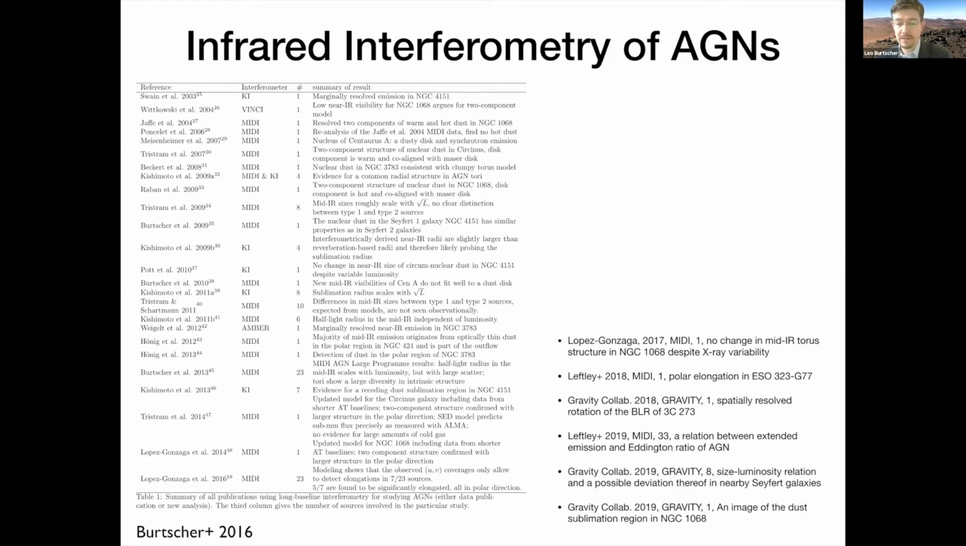And then GRAVITY came online, the near-infrared interferometer that uses all 4 telescopes, that has very high sensitivity because it can use one source to fringe track and another source to actually take the observations, or it's just generally very sensitive. And there are some really spectacular results, especially the rotation of the broad-line region in 3C 273, and also the image of the dust sublimation region in NGC 1068. These are really very fascinating results.